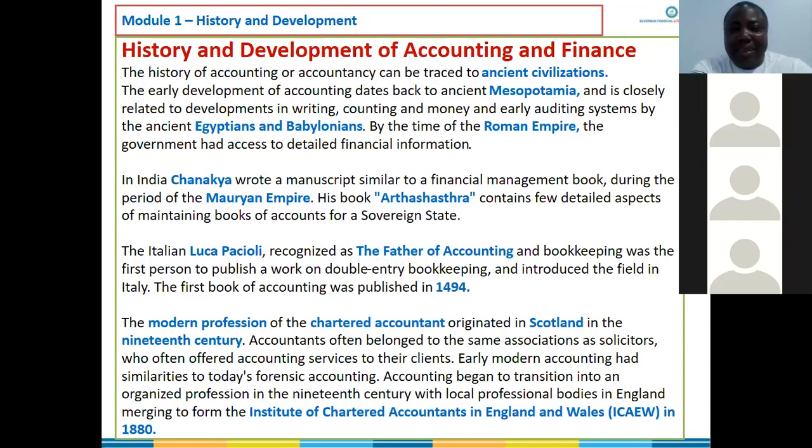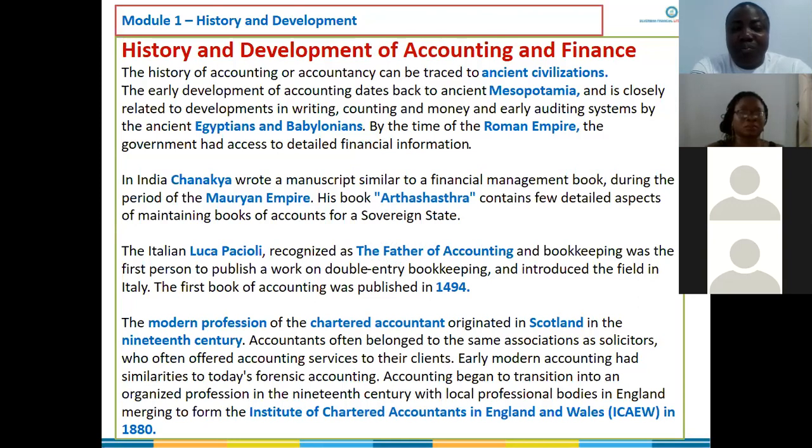And then by the time of the Roman Empire, the government had access to detailed financial information. We know also about the Roman Empire. Then in India, we have Chanakya, who also wrote manuscripts similar to financial management books during the time of the Mauryan Empire. His book is called Arthashastra and contains some aspects of accounting in the sovereign state.